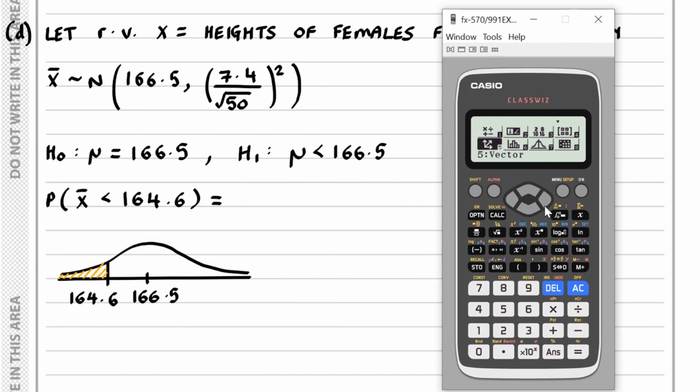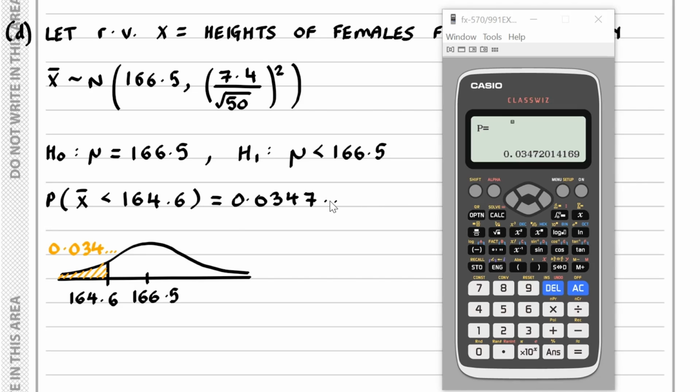So if we go to the distribution section, normal CD, the lower limit is something really small, choose something like negative 1,000,000. Upper is 164.6. Sigma, well, that will be 7.4 divided by square root 50, and the mean is 166.5. So it turns out here we get 0.034. So the probability that x bar is less than 164.6 is equal to 0.0347, etc. Now this value over here is less than 5%.